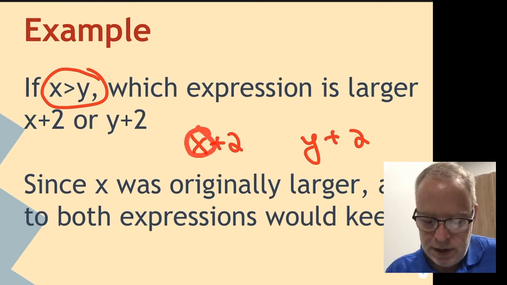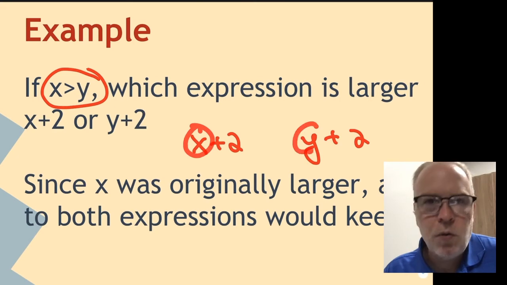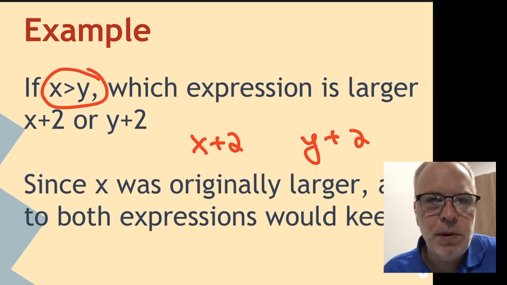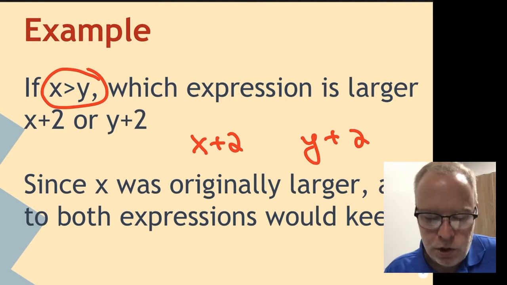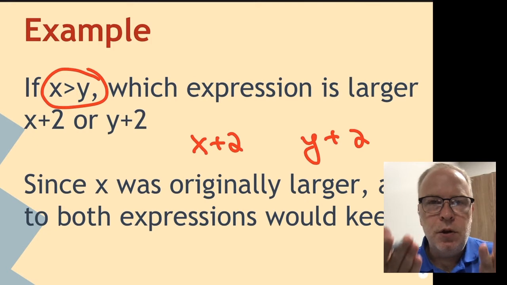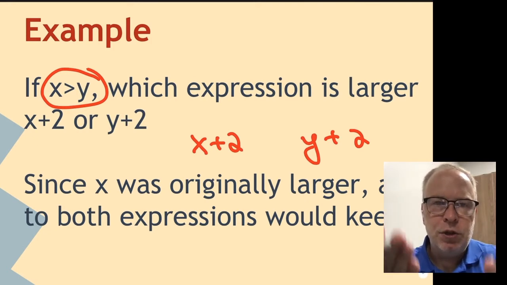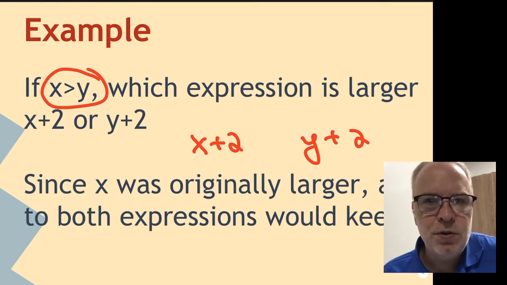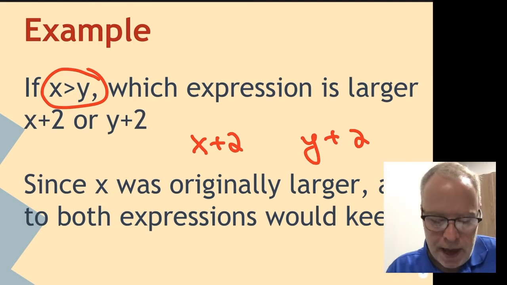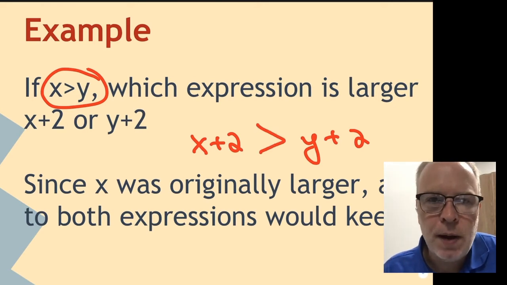If the x is always bigger than the y, and you're adding 2 to both sides, wouldn't you agree that the 2 basically does nothing here as far as changing the balance of which side's bigger or not? Because you're just putting 2 pounds on both sides of these two numbers. So if x is bigger than y, then x plus 2 would have to be bigger than y plus 2.